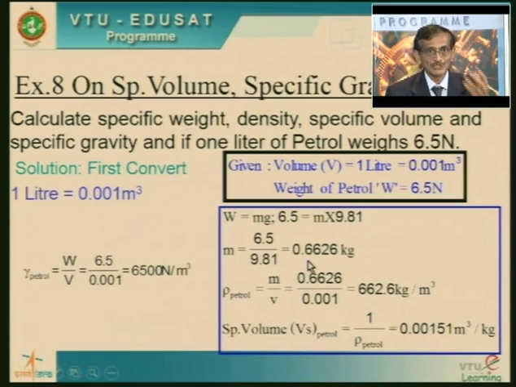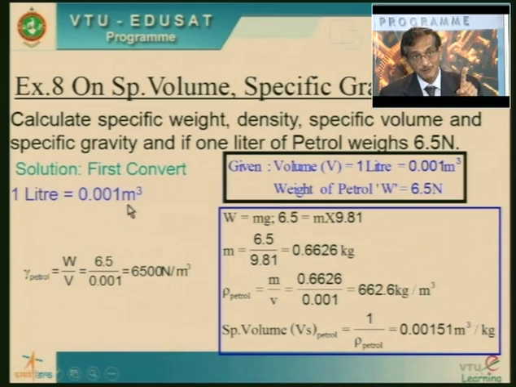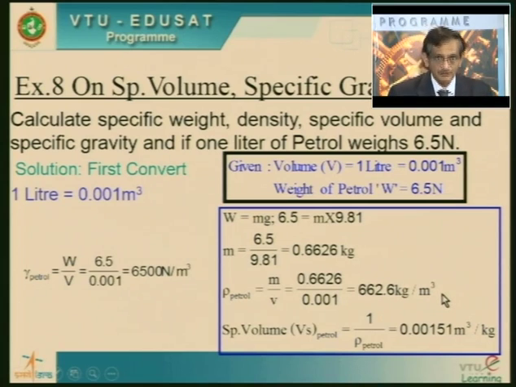You may be thinking why I am talking about the mass. You remember, my dear friends, he is going to ask you density. What is the density of petrol? It will be mass per unit volume. The mass is 0.6626, and the volume is not 1 liter, it is 0.001. We substitute here. You can see the density of petrol is around 662.6 kg per meter cube. You can also calculate by using your calculator. It is a very practical problem, a good problem.